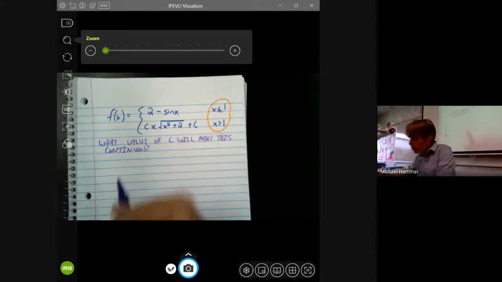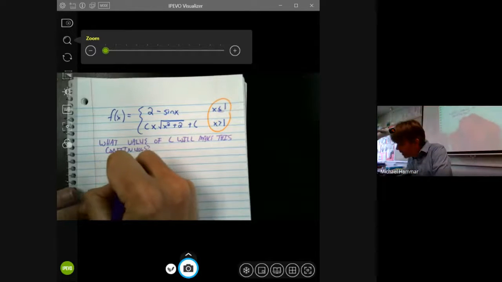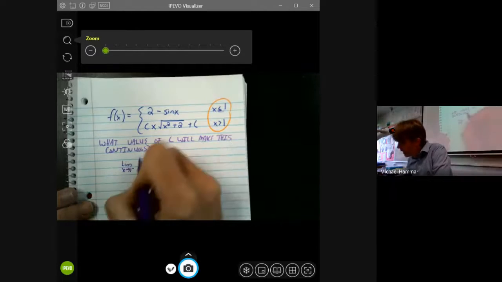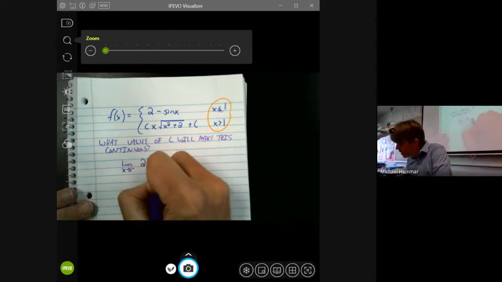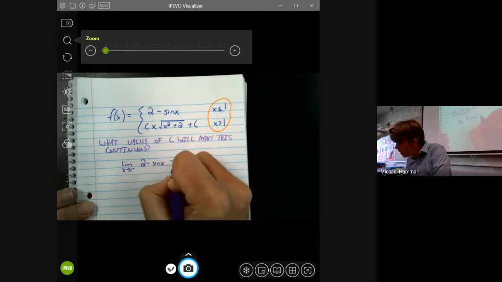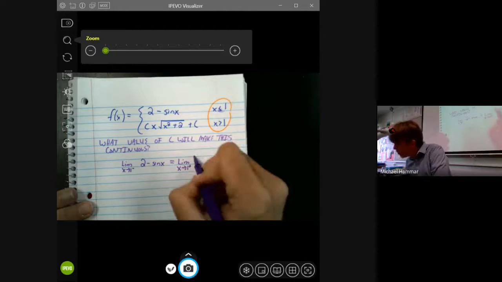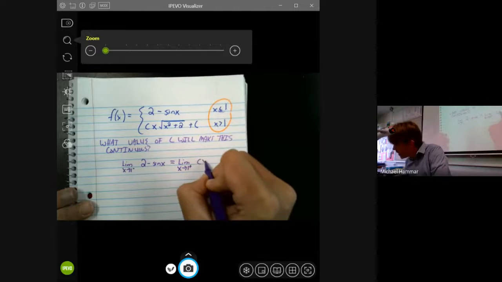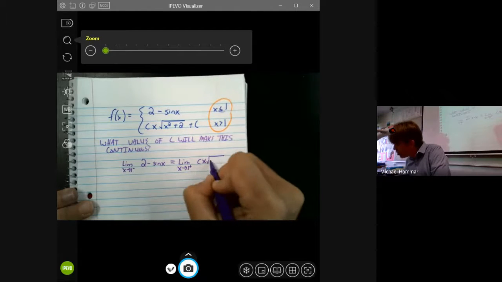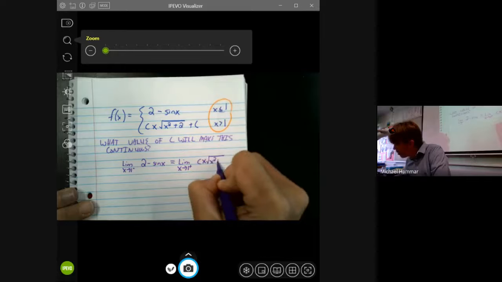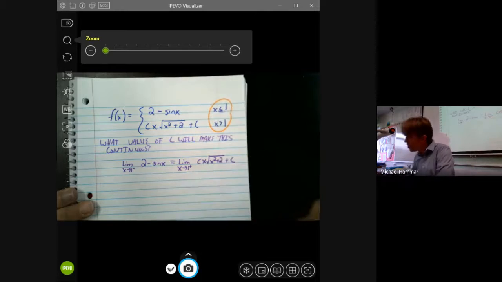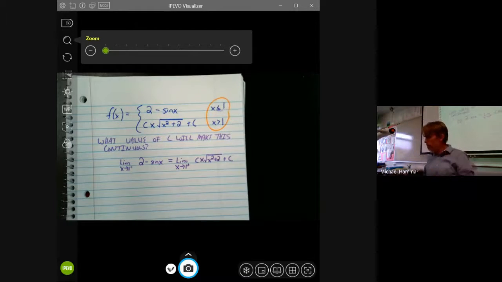So let's go through and think about what this is. I'm going to take the limit as x approaches 1 from the negative side, which is 2 minus the sine of x, has to equal the limit as x approaches 1 from the right side, which is this c times x times the square root of x squared plus 2 plus c. Okay? So this is what we have.